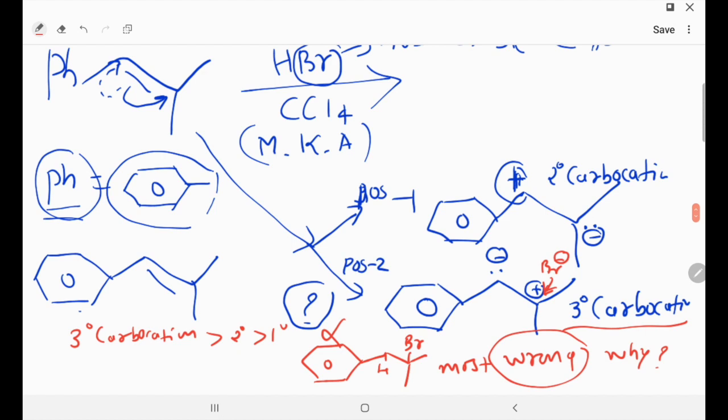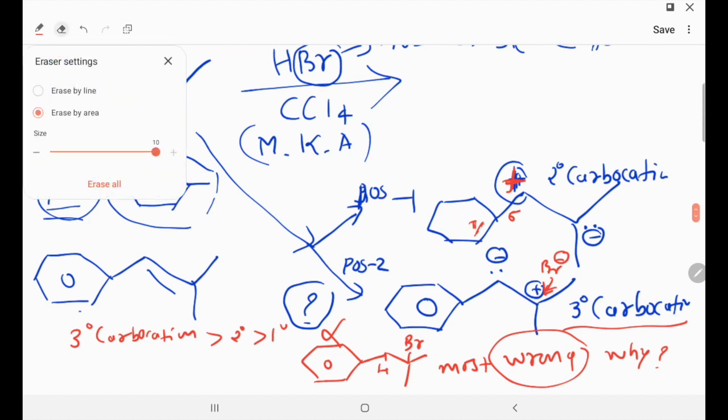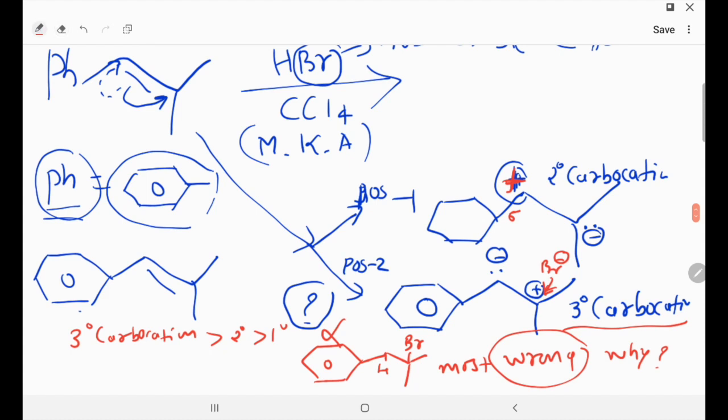Okay, in this case you can check, there is a positive charge, sigma, and there is a pi bond. Let me show you that particular pi bond here. In this 1, 2 and 3, it's a pi bond. You can check plus charge, sigma and pi bond. So this is a conjugation.